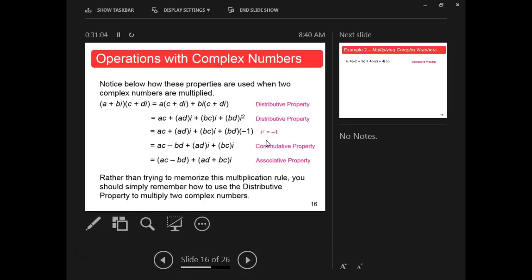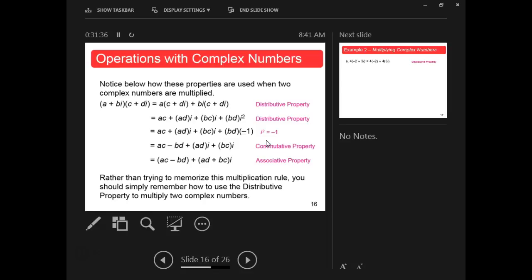Now, you can do it this way and it's perfectly fine. But what would be a good technique to use? How about our good old FOIL? Exactly. These are always binomials, aren't they? Two terms, right? Or two entities there. So why not FOIL? Okay? Yeah, this is right. Everything's right about it.